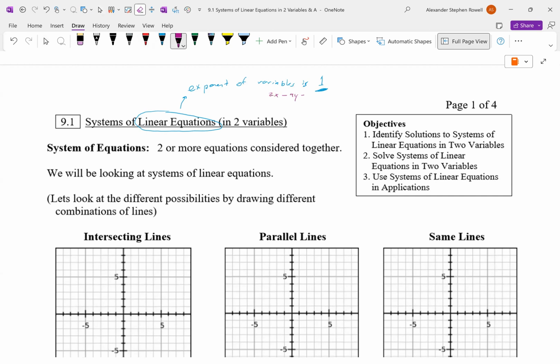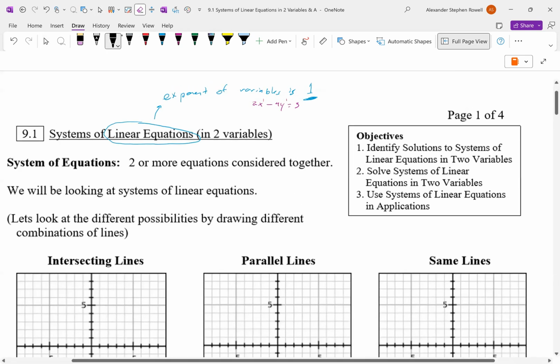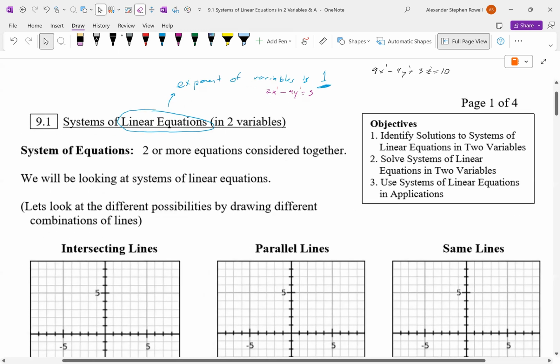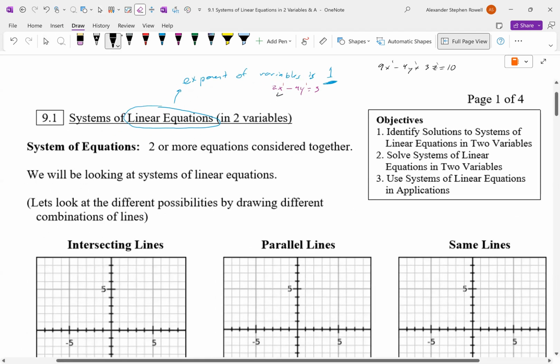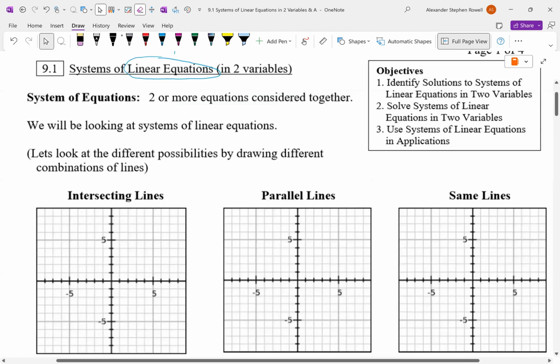2x minus 4y is equal to 3 is a linear equation because my exponents are 1. And if I have more variables, 9x minus 4y plus 3z is equal to 10. The exponent of all the 3 variables is 1. But for today, we'll be talking about only x and y, 2 variables.